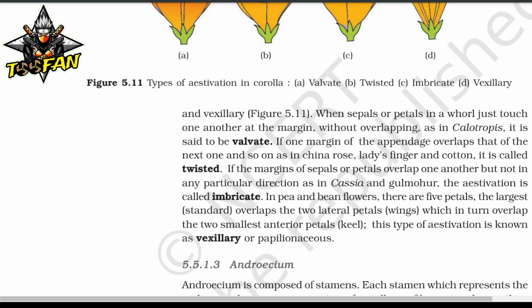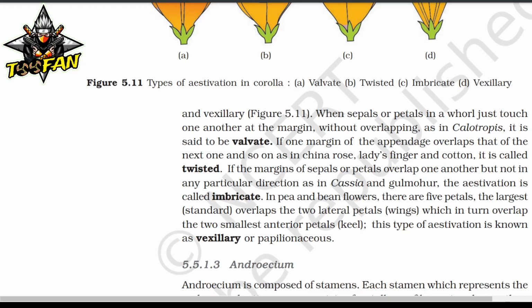If one margin of the appendages overlaps that of the next one, and so on, as in china rose, ladyfinger, and cotton, it is said to be twisted. If margins of sepals and petals overlap one another but not in any particular direction, as in cassia and gulmohar, the aestivation is said to be imbricate.